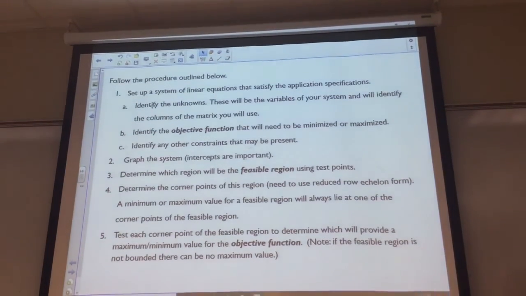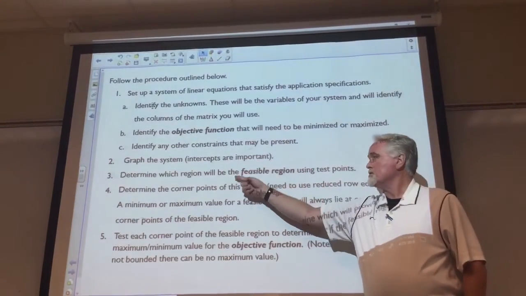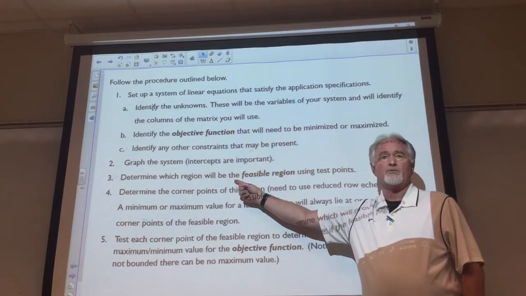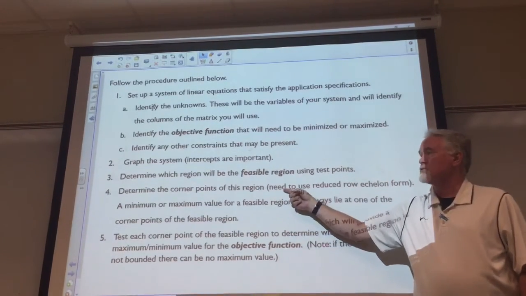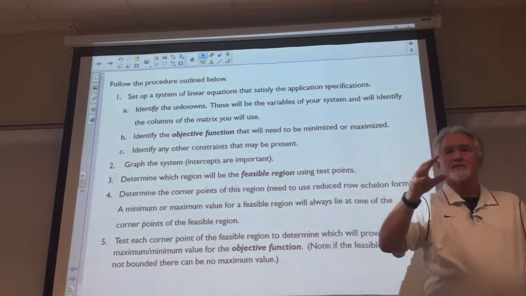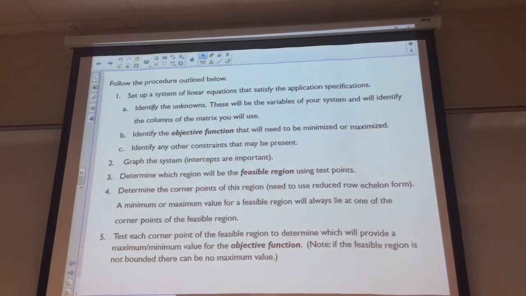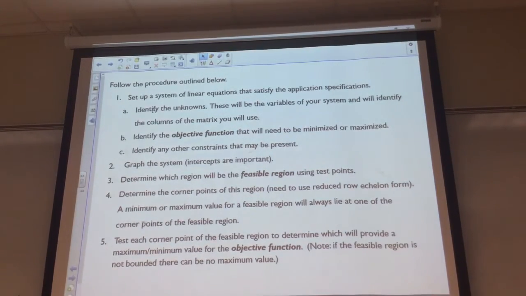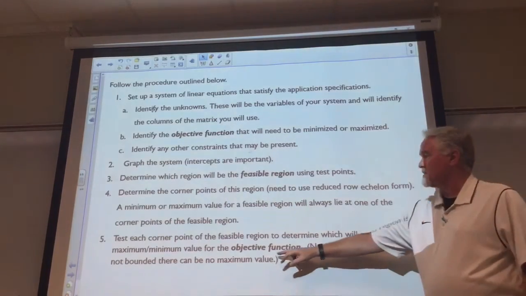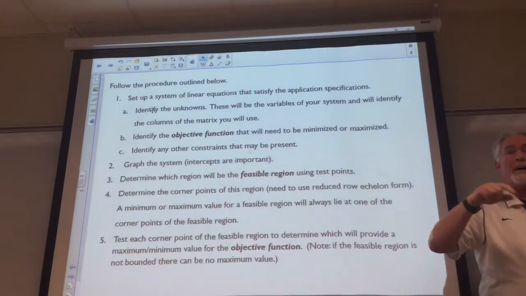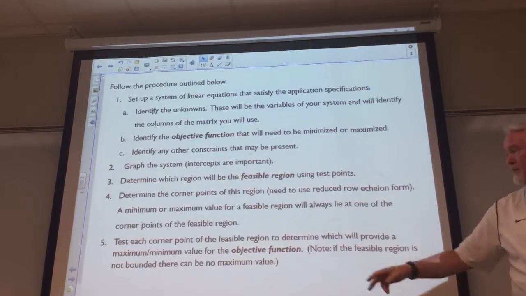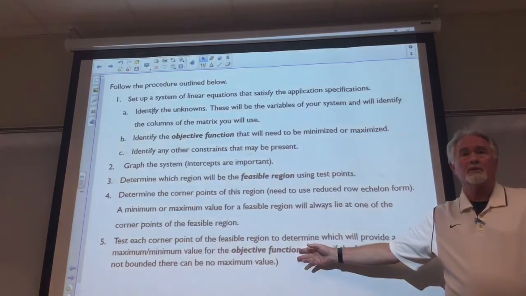Graph the system. Determine what the feasible region is, which region you're supposed to shade. Determine the corner points of each of those regions. That's 5 points of the 16 points. And then use your objective function to be able to find out where the minimum or maximum is going to occur. That's going to be the remaining 3 points.